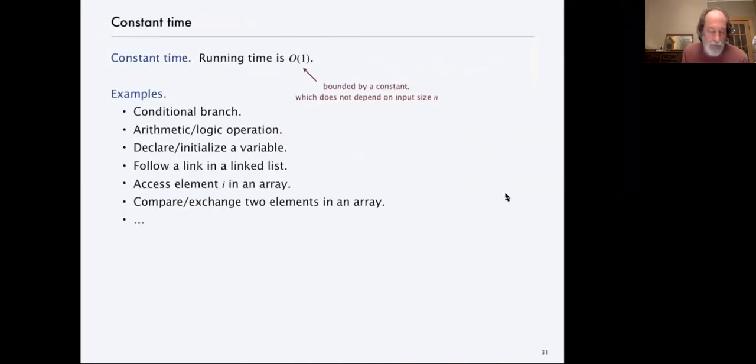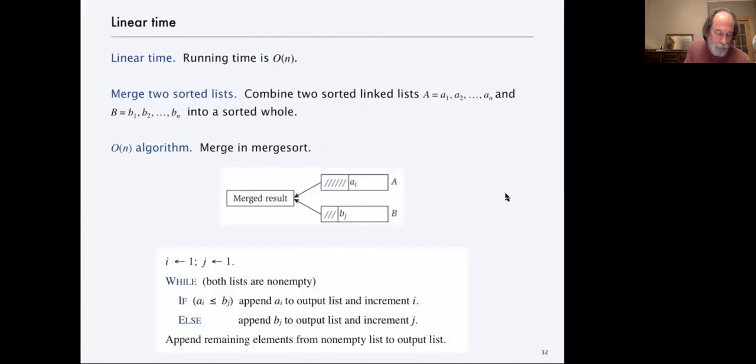Okay, now we're almost done with this lecture. We'll just very quickly go through a few common running times. Big O of 1 means bounded by a constant. It doesn't depend on the input size at all. So these are all standard one-step programming things: a conditional, an arithmetic or logic operation, initializing a variable, following a pointer, accessing the ith element in an array, comparing or exchanging two elements in the array, et cetera. Okay, simple.